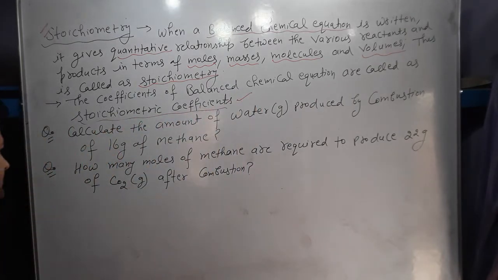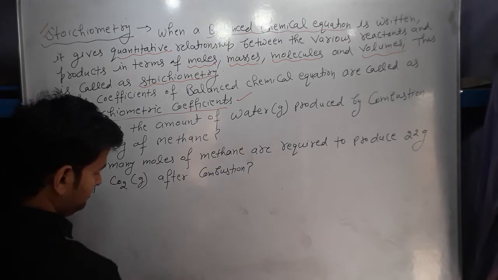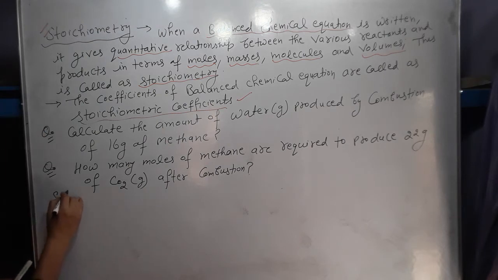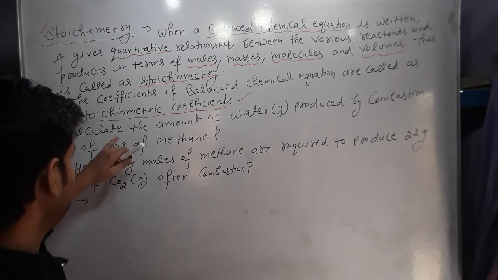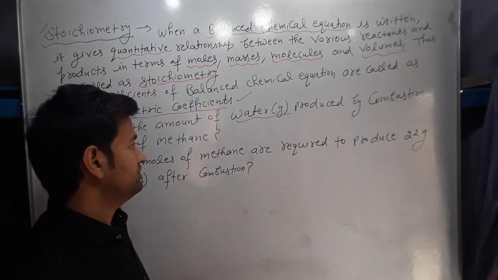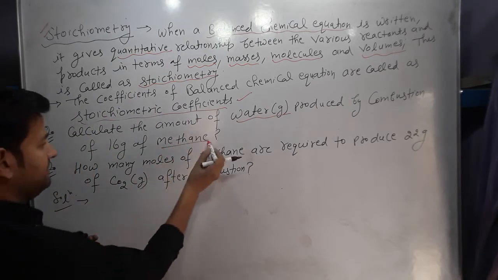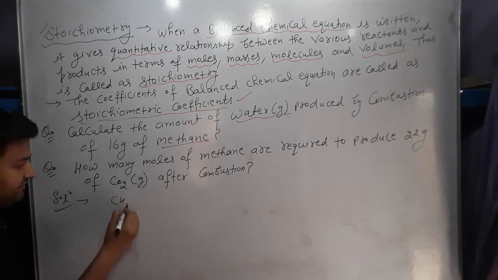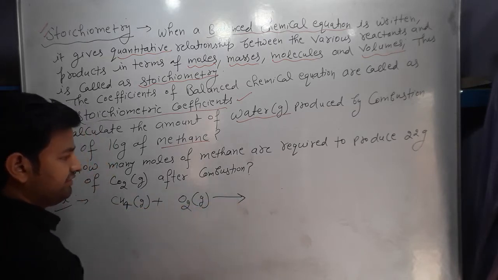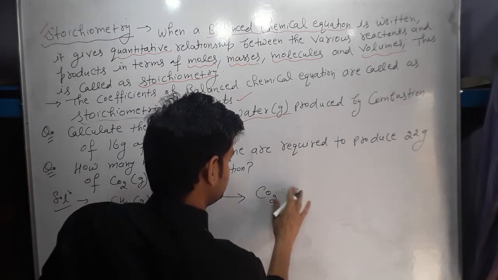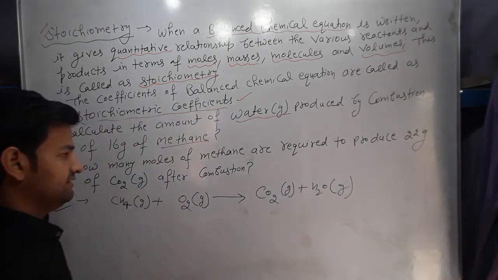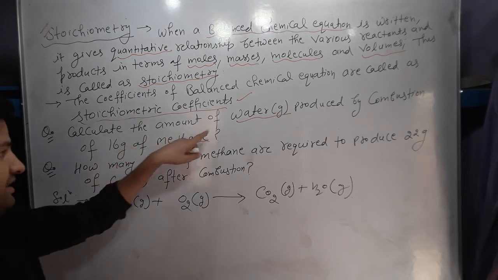Let us take an example. We will try to solve two questions based on stoichiometry and its coefficients. So the first question: calculate the amount of water produced by the combustion of methane. Methane, that is CH4, in gaseous form, combustion with O2, will give CO2 and water. These are formed. So how do we calculate the amount of water produced?